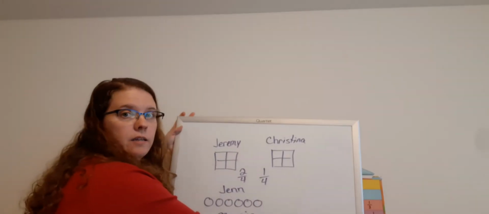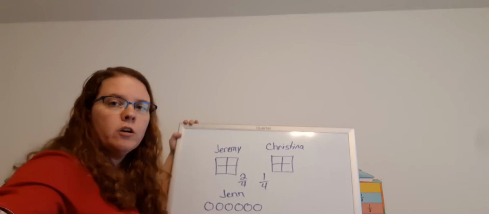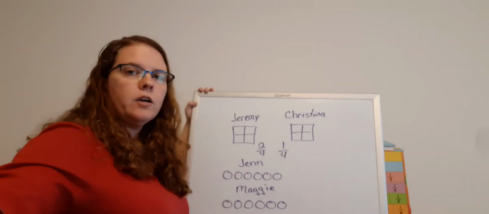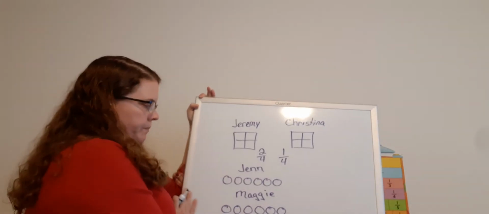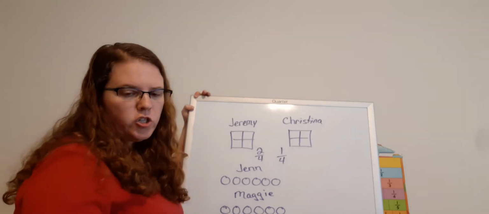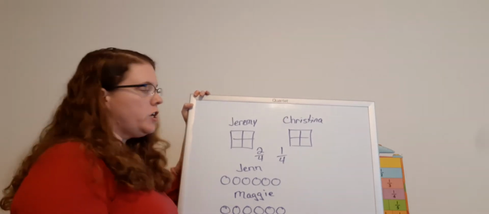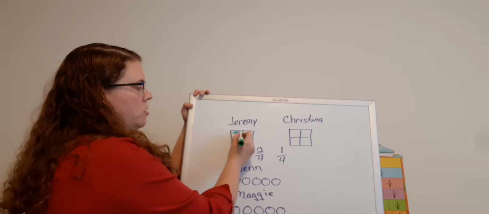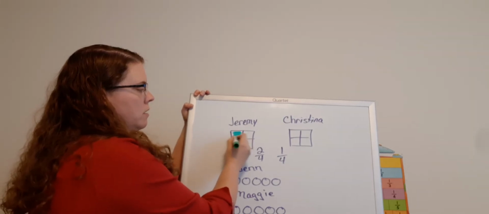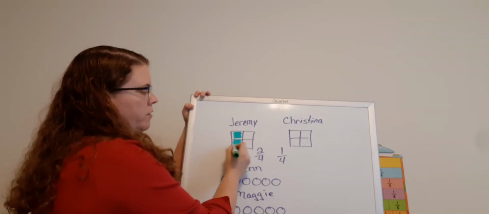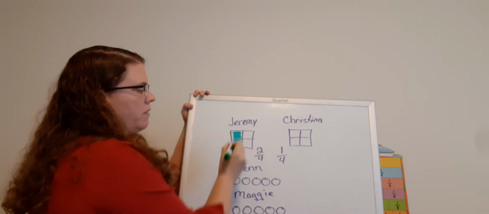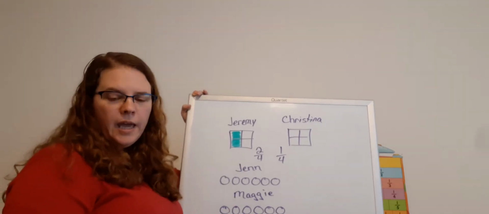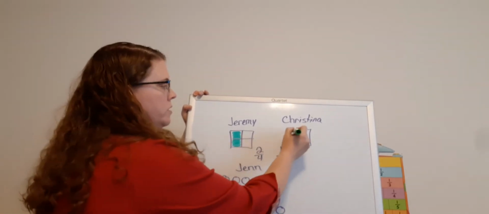All right, so let's take a look there. We have Jeremy's quilt block and we have Christina's quilt block. So we need to shade 2/4 of Jeremy's. So go ahead and shade 2/4 of Jeremy's. If you don't have green, that's fine. Use whatever color you have. I just happen to have green. And shade 1/4 of Christina's.